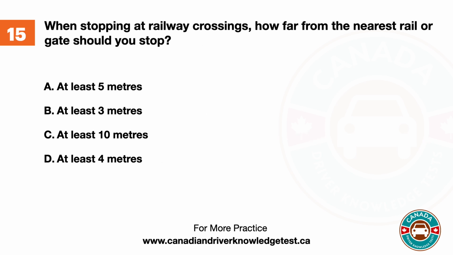Question 15. When stopping at railway crossings, how far from the nearest rail or gate should you stop? A. At least 5 meters. B. At least 3 meters. C. At least 10 meters. D. At least 4 meters. The answer is A. At least 5 meters.